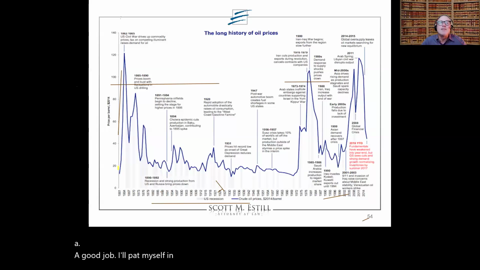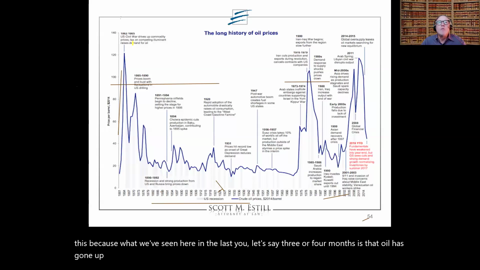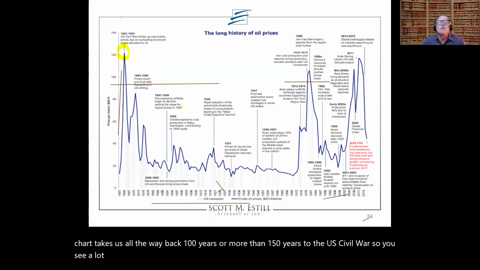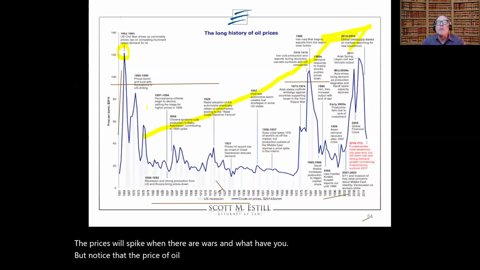But I want you to just consider this, because what we've seen here in the last, let's say, 3 or 4 months is that oil has gone up considerably. But historically, there's always these events that happen. This chart takes us all the way back more than 100, 150 years to the U.S. Civil War. So you'll see a lot of times the prices will spike when there are wars and what have you. But notice that the price of oil does not always go up.